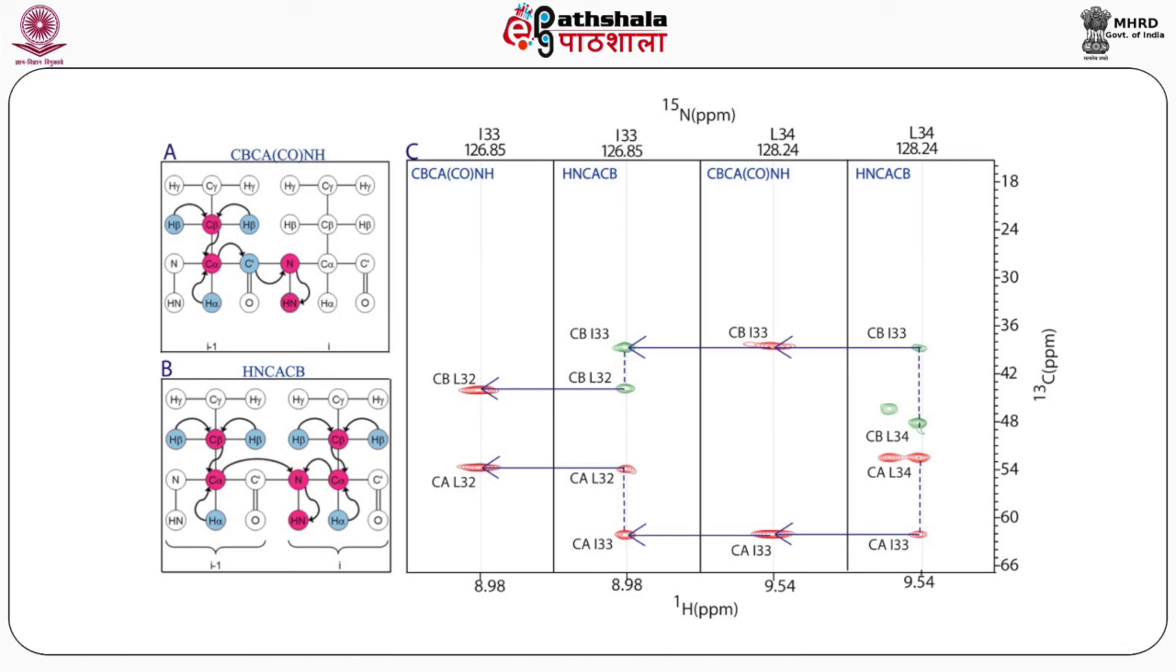Now, in the CBCA-CONH, which is shown as adjacent strips to the HNCA-CB, for L34 you can see that there are no peaks that correspond to L34, but you have the C alpha and C beta peaks that correspond to C alpha I33 and C beta I33, and both of these peaks have the same phase, that means same color red. And similar thing you see in the CBCA-CONH strip of I33.